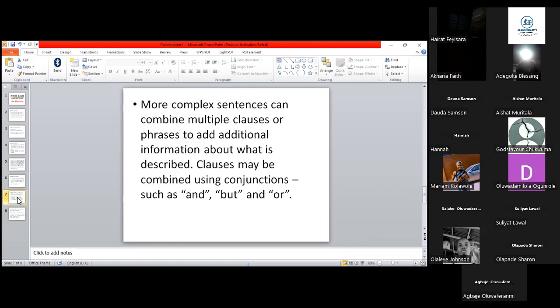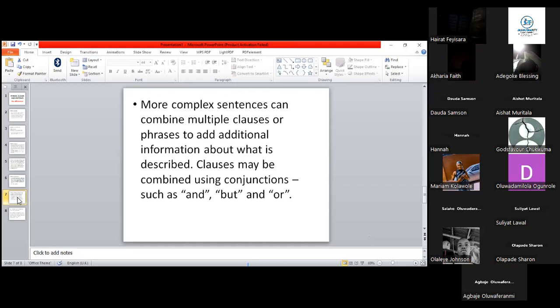That is, when you are talking about complex sentences, you can add more clauses and more phrases to make your sentence lengthy. And for you to have a sentence, sometimes you need clauses to be combined using a conjunction. I believe you're familiar with conjunctions. In our past classes, we talked about the parts of speech, and we dealt with conjunctions.